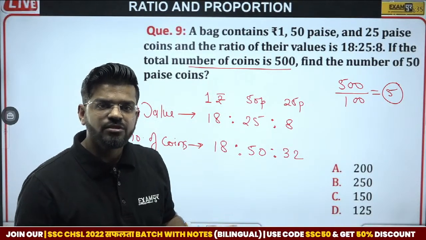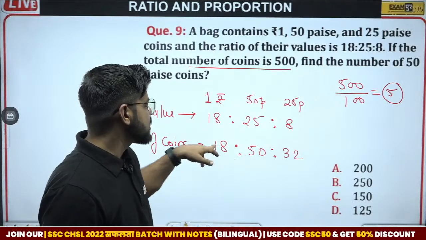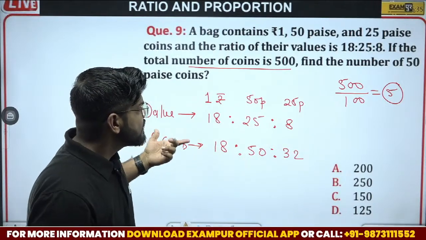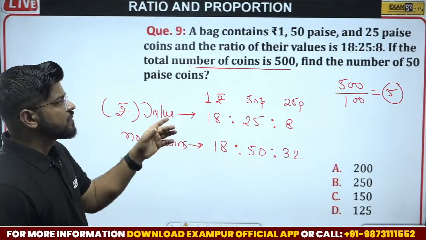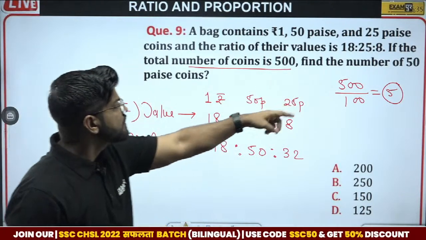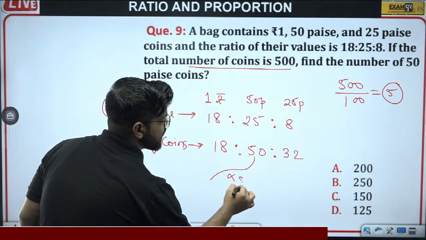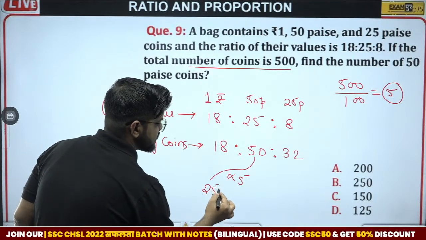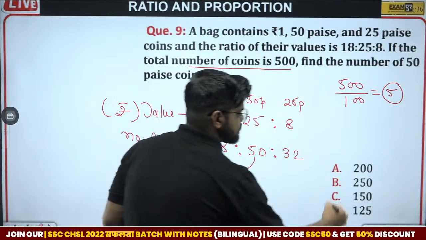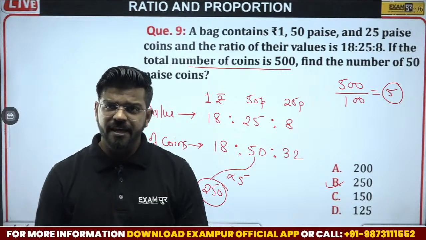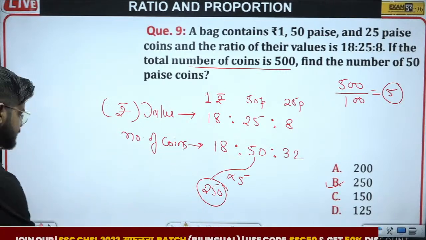Now we just multiply this to any one of these. So we will not get the answer directly, we will get the number of coins. But the question is to find the number of 50 paisa coins. Just multiply it by 5. What is the answer? It is 250. Option B. So Vinod got the right answer. Very good Vinod, very good Priya.